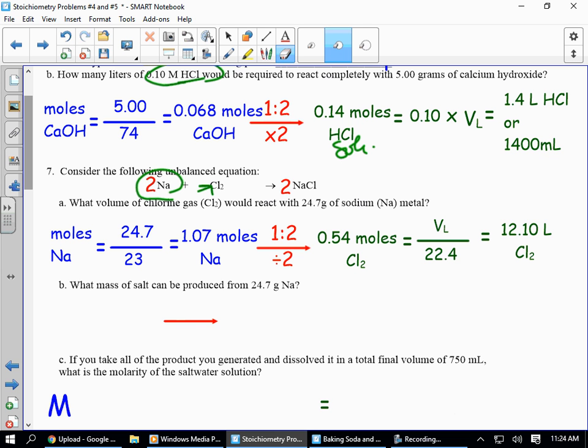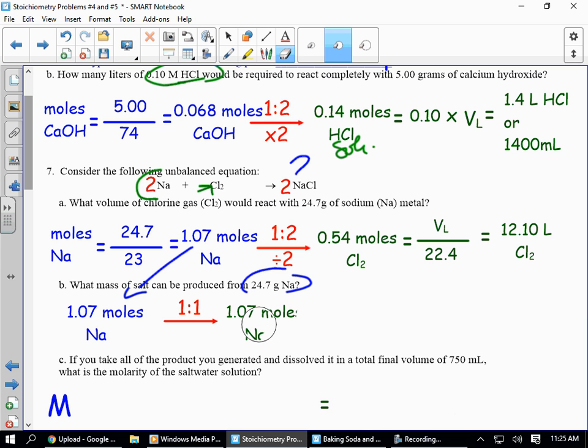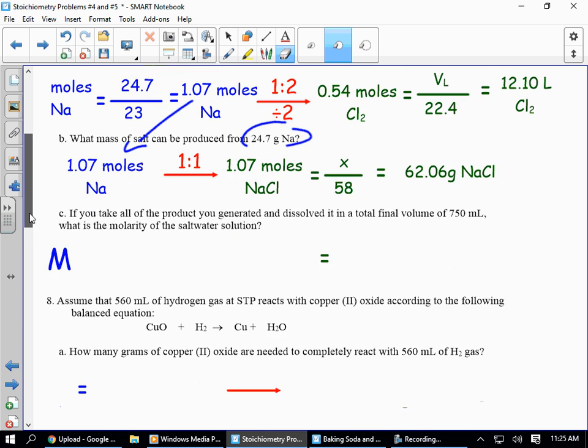The next question says, what mass of salt can be produced from the exact same amount? So I'm just going to pull down my moles here because I have the exact same amount. I could divide it by 23 again if I wanted, or I know I have 0.017 moles of Na. This is a 1 to 1 ratio, so that's how many moles of salt I have. And it wants to know the mass, so I'm going to multiply it by its formula weight. You're looking at 62.06 grams of sodium chloride.